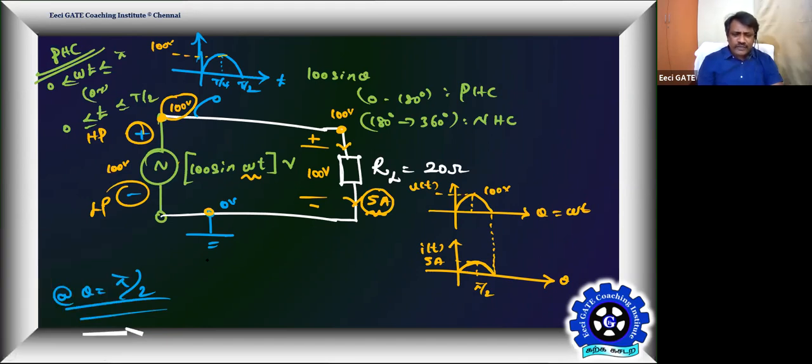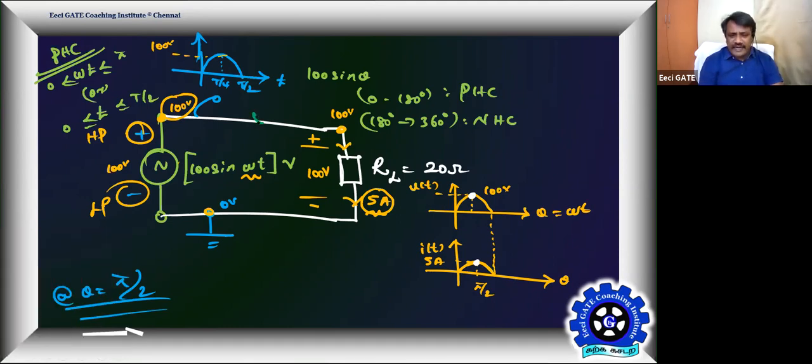Now tell me, I took one sample to play at theta equal to pi by 2. It's one sample of your positive half cycle. That's the maximum point in the positive half cycle. I took this as a sample to see what is happening in the circuit at this particular time. So tell me whether the source is delivering power or not.